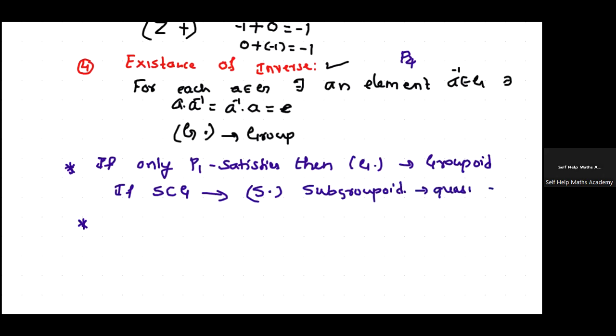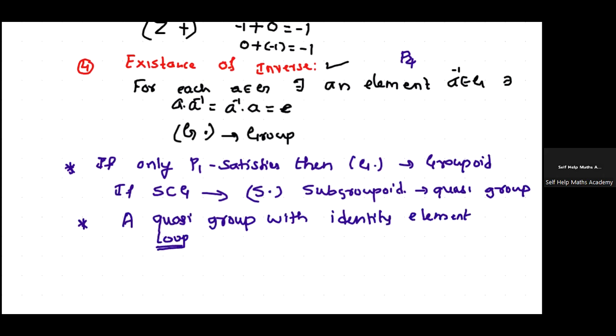Okay. With respect to the composition, that is dot. Then if we have the Cauchy group, meaning the groupoid, with the identity element, then we call it a loop. So basically you can remember it as P1 plus P3, where P1 is meant for the closure and P3 is meant for the identity element. Then we call it a loop.